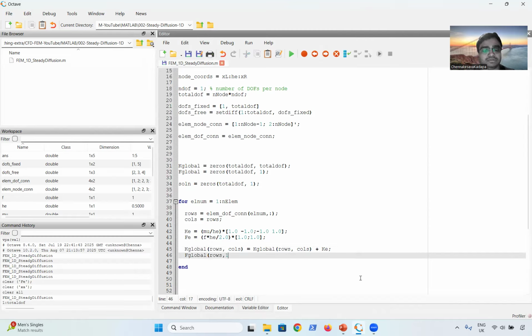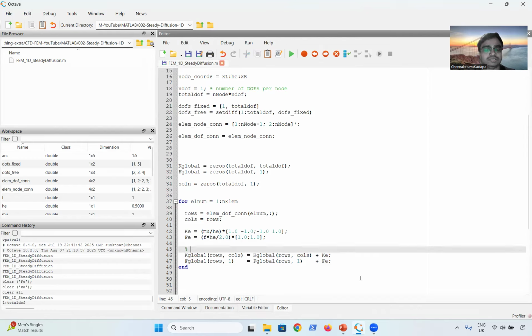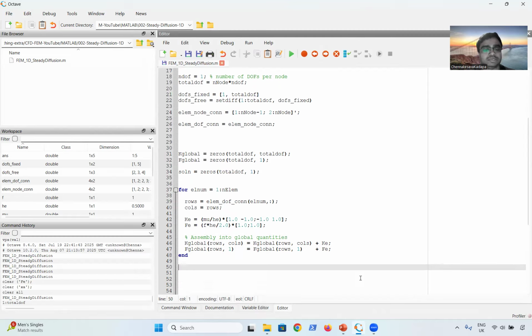Similarly, the force vector. So this completes the assembly process, the assembly into global quantities. At this point we have K global and F global.